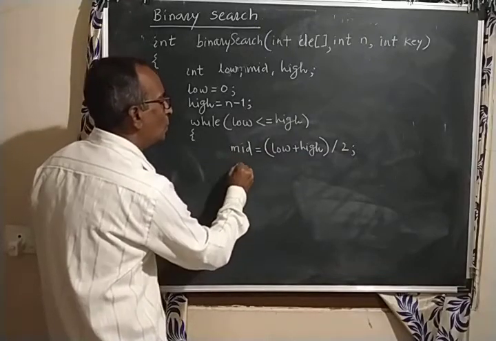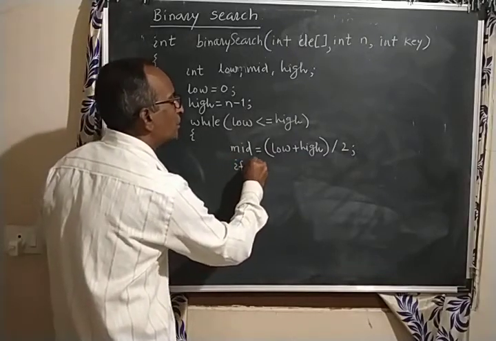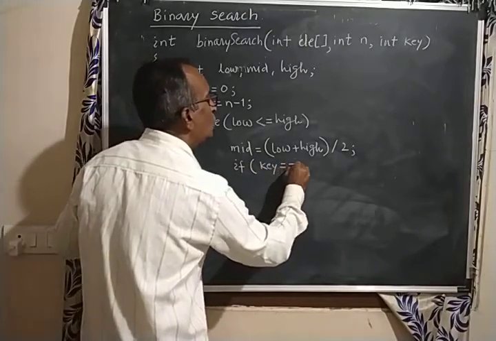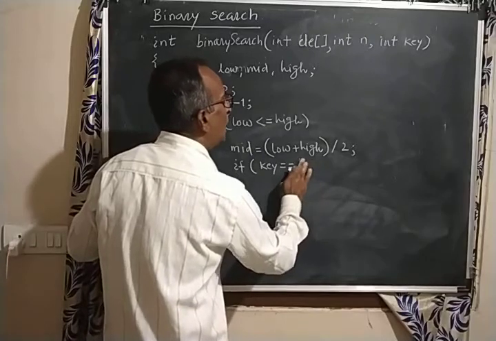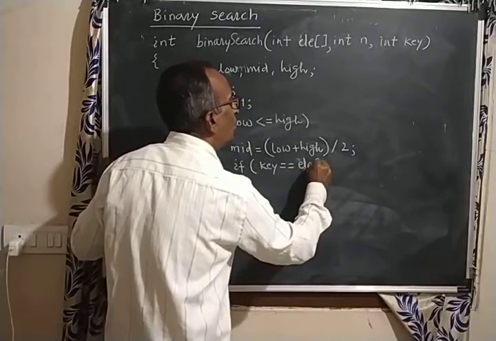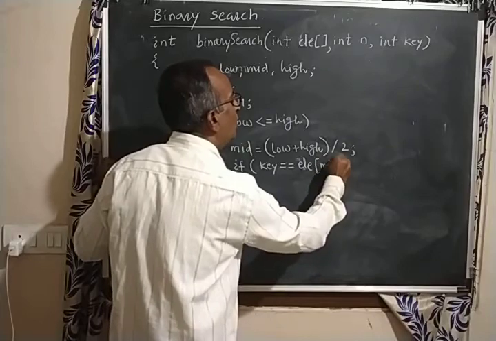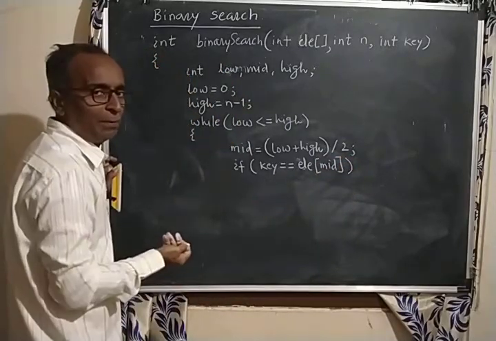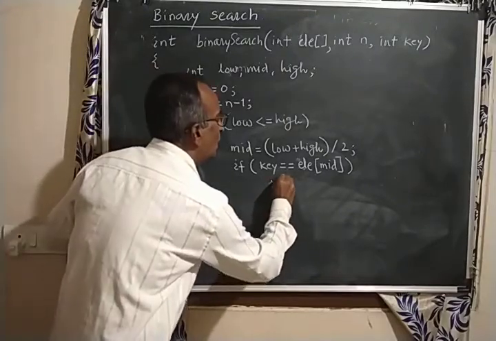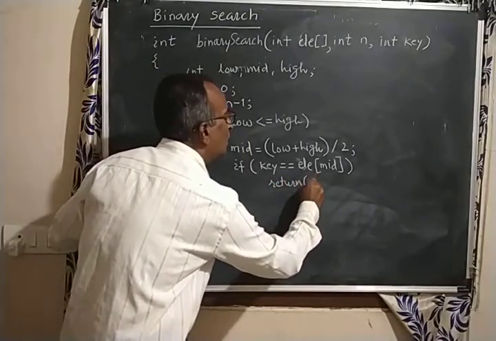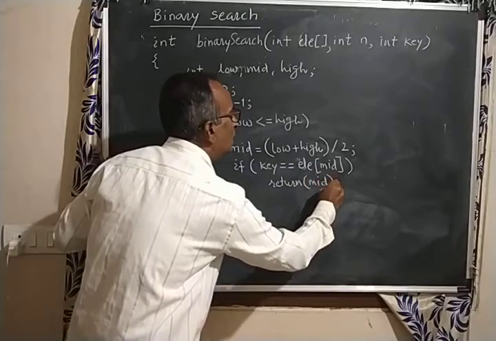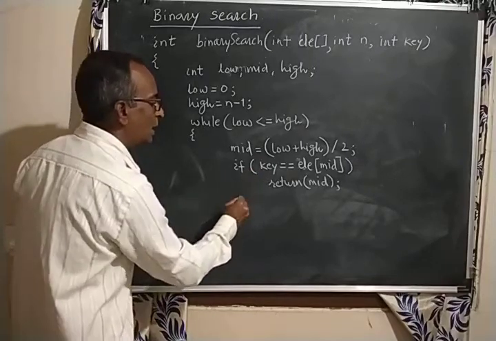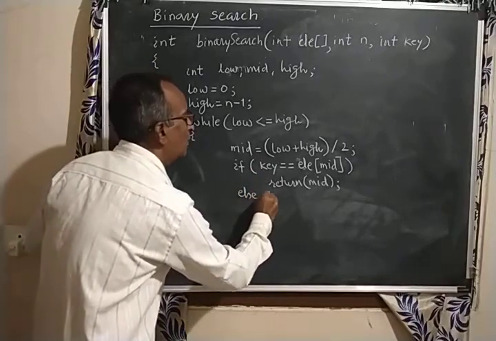Now what you are doing: if the key to be searched is equal to the element at mid, the mid element calculated, if this is the case, we have found the element at the mid position, so directly I'll say return this position, which is mid. If this is not the case, what else?